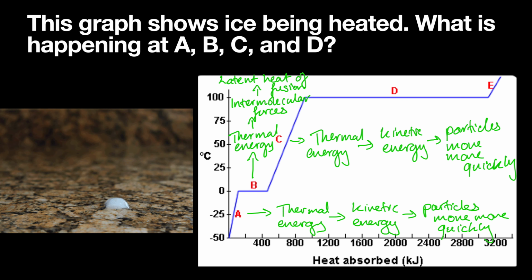In D, we see a similar horizontal line to B, but this happens at 100 degrees Celsius, the boiling point of water, the temperature at which water boils and steam condenses. At this temperature, water absorbs the thermal energy and it's transferred to break the intermolecular forces or the bonds between the molecules, between the particles. This is known as the latent heat of vaporization.